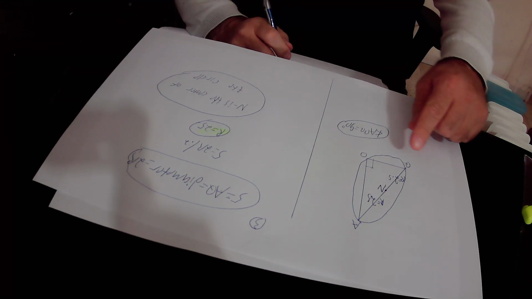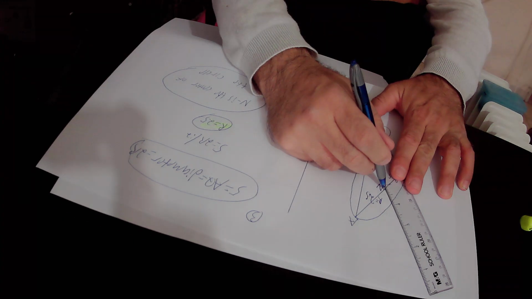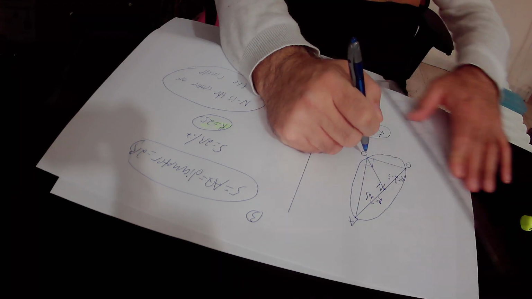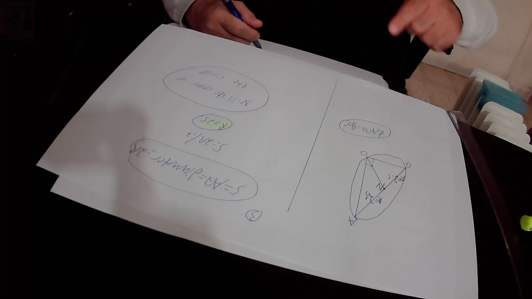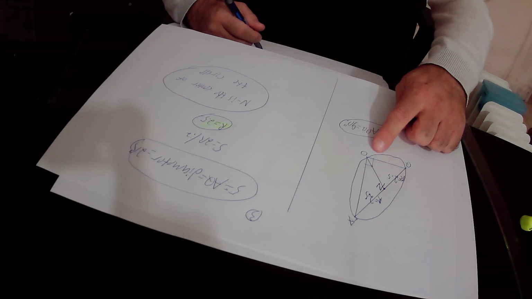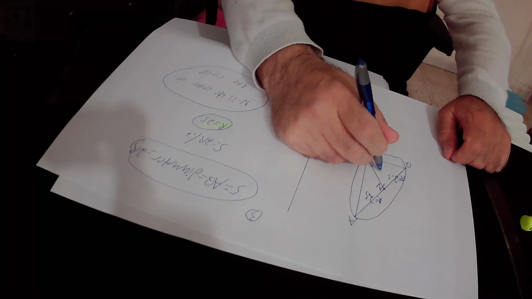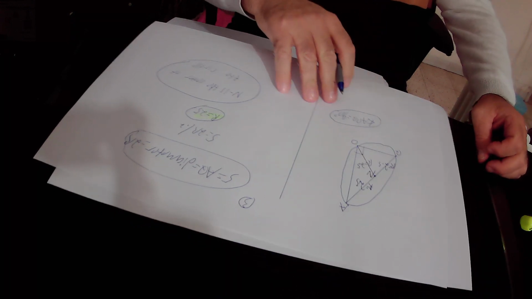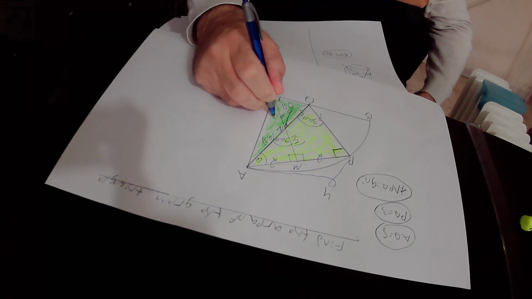In the next step, we join points N and O together by a straight line. What is the definition of line segment NO? Line segment NO starts from point N, that is the center of the circle, and ends at point O, that is a point of the circle itself. This is exactly the definition of a radius. Therefore, NO is the radius of the circle that is equal to 2.5 units. So I write it down here that NO is the radius of the circle that is equal to 2.5 units.